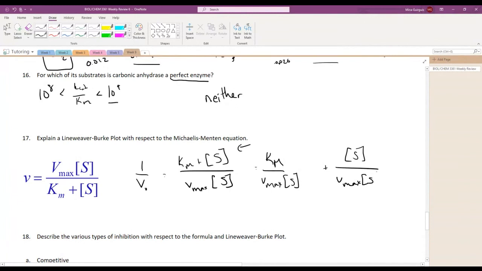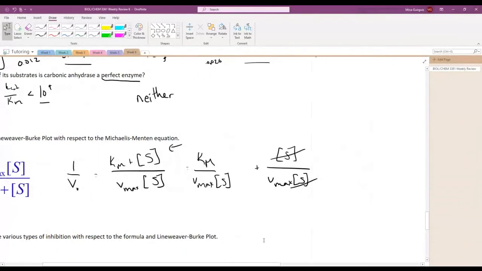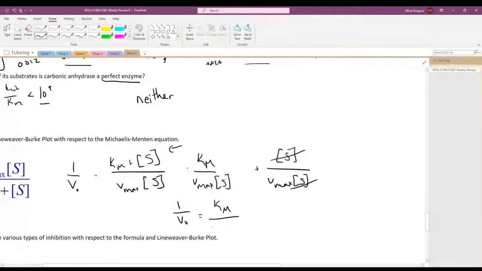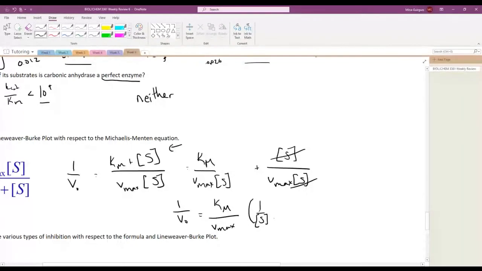Oh, I forgot to close that bracket. Okay, so now, I don't know if I need to explain this, the S's cancel. And on the other term, the Km over Vmax times S, we do the same thing as we did with the Van't Hoff plot. We're going to write the S separately. So the overall equation is going to be 1 over V0 equals Km over Vmax times 1 over substrate concentration plus 1 over Vmax.